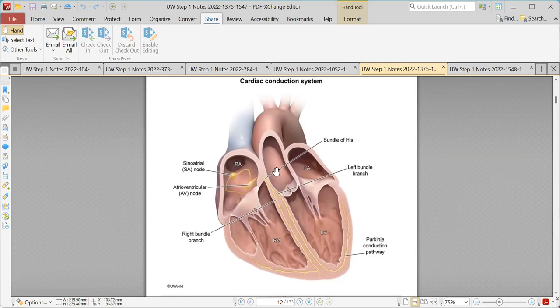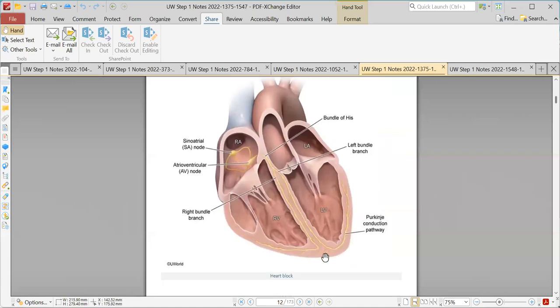Okay, so here we know the conduction of the heart. It's from the SA node to the AV node, and from there to the bundle of His, and then the Purkinje fibers.